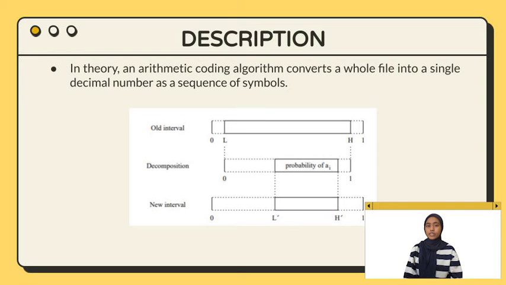The figure here is the subdivision of the current interval based on the probability of the input symbol that occurs next. This is to show that arithmetic coding allows each iteration to process one of these input symbols, and on each iteration, the initial interval is divided into sub-intervals according to the probability distribution. For the next iteration, the sub-interval that corresponds to the input symbol is chosen.